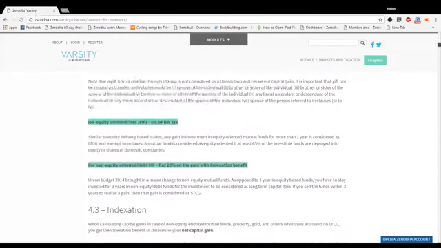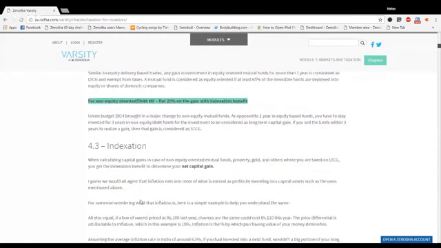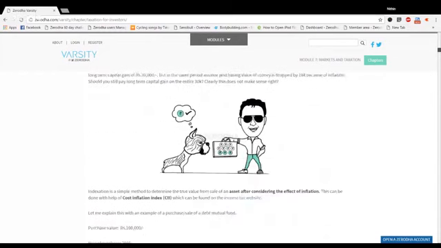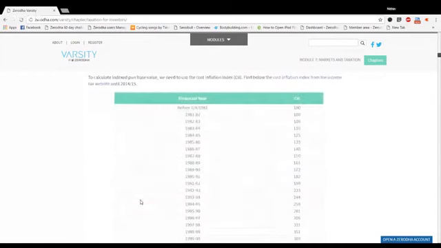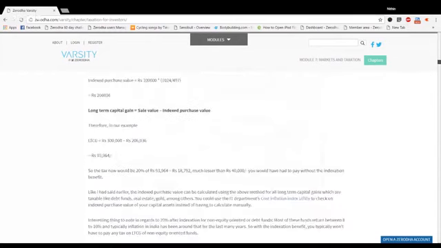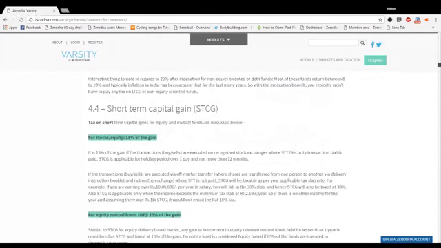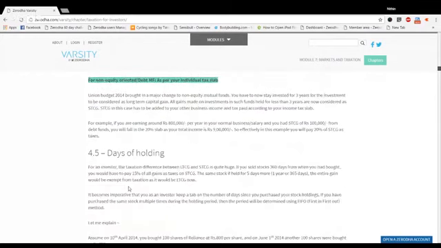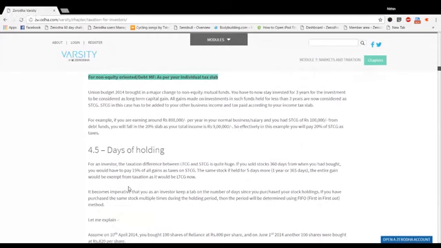I've also given an example of indexation here. Indexation is essentially adjusting your return for inflation. It's explained here, but because this is not about debt funds, I'm keeping it focused on equity, so I'm not going to touch on that. As I said, short-term capital gains on both equity and equity mutual funds is 15% of whatever gains you make, right?